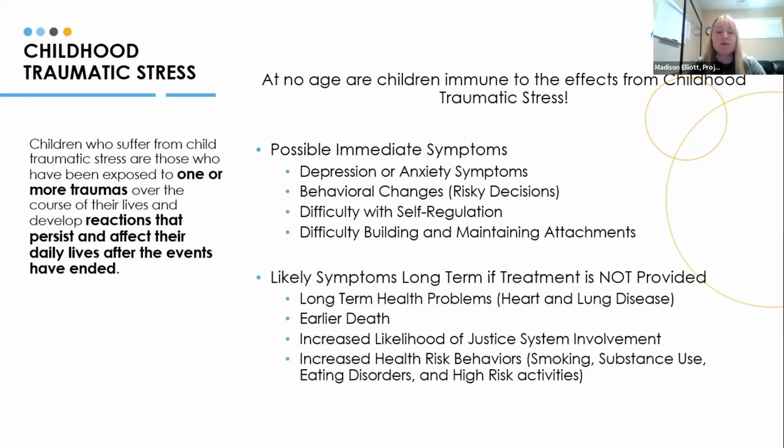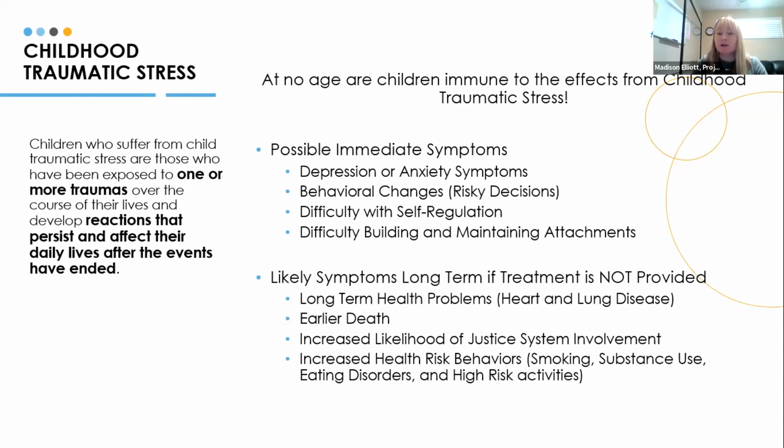Those children who suffer from child traumatic stress are those who have been exposed to one or more traumas over the course of their lives and develop reactions that persist and affect their daily lives after the events have ended. Some of the possible immediate symptoms that we might see are symptoms of depression or anxiety, maybe changes in behaviors. Sometimes we may see risky decisions like engaging in drug or alcohol use, engaging in unsafe sexual behaviors, or engaging in other unsafe behaviors like self-mutilation or other forms of self-harm.